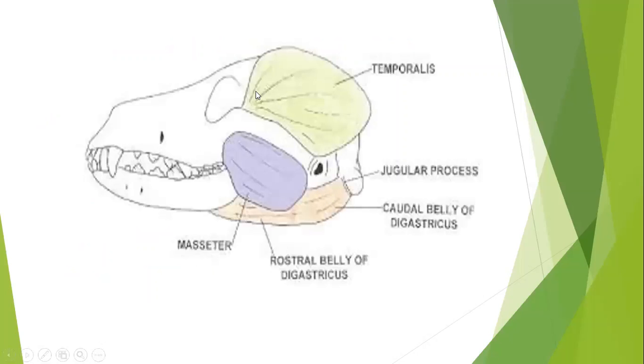So this is how they are arranged. This is the temporalis muscle. It is inserted not just into the parietal, occipital, and temporal, but also into the frontal. And then the masseter. The digastricus runs from the angle of the mandible up to the jugular process. The pterygoideus are just behind the digastricus muscle.